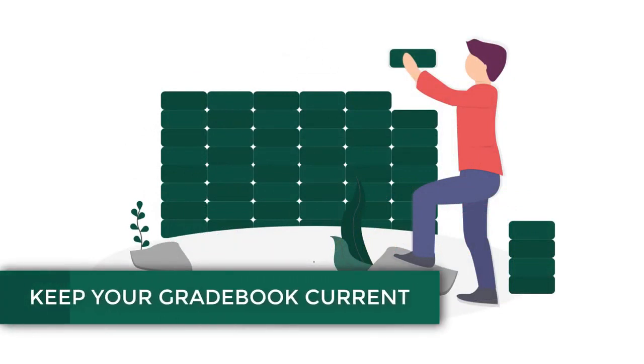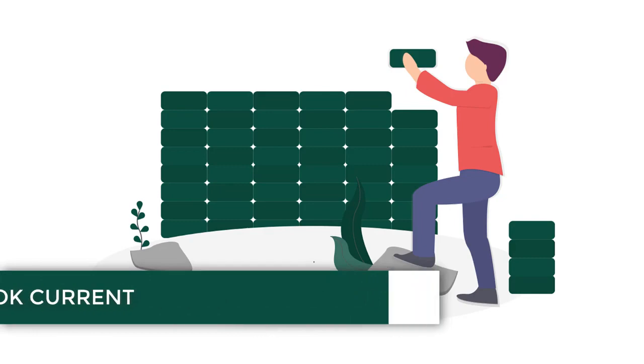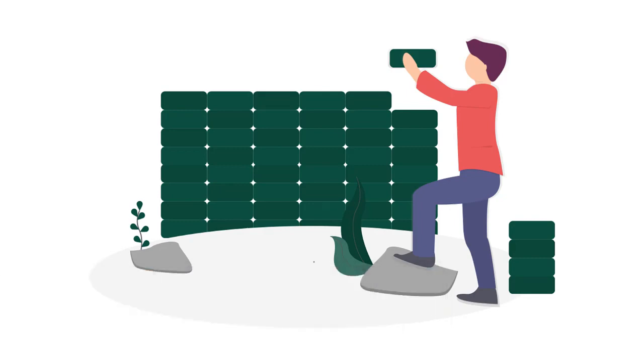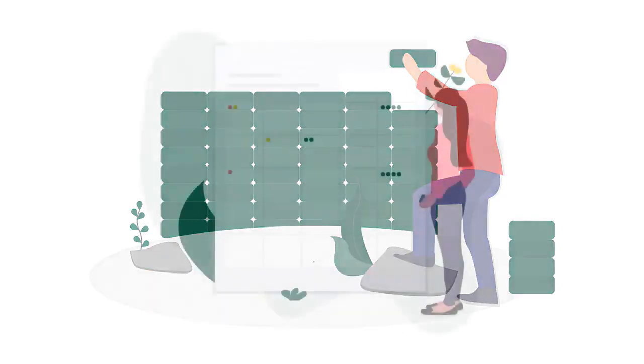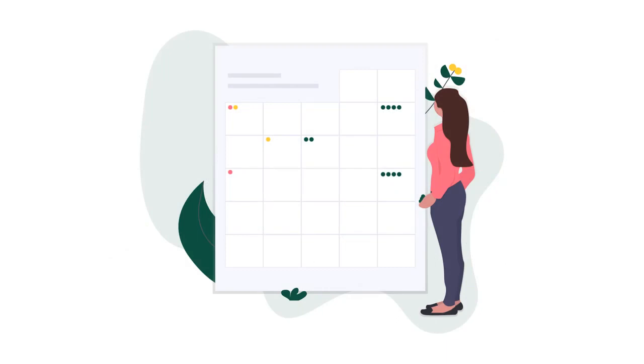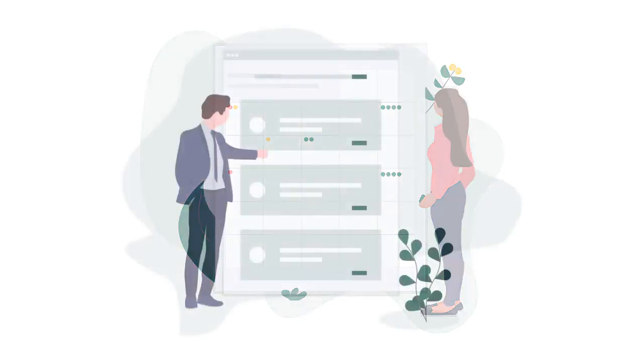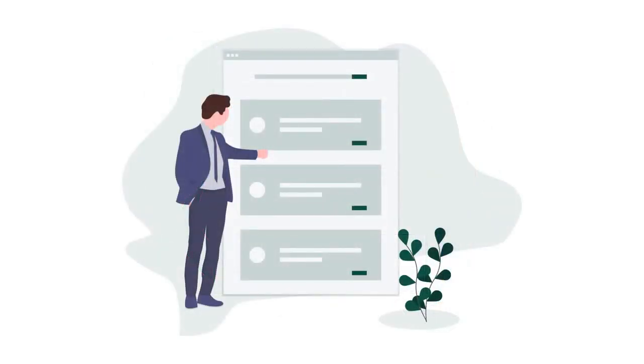Keep your gradebook current. Your online gradebook is the most important tool you have as an instructor to help you communicate a student's progress in your course. Grading should occur within 48 to 72 hours of the assignment's due date, but you should aim to provide feedback as soon as possible. If you must be late in assigning grades for any reason, be sure to inform your students through an announcement and email.